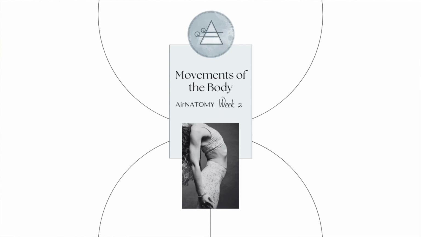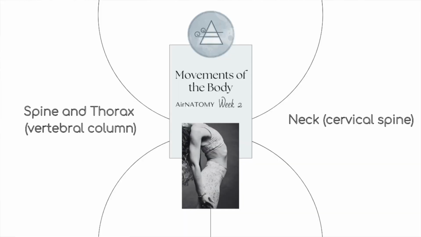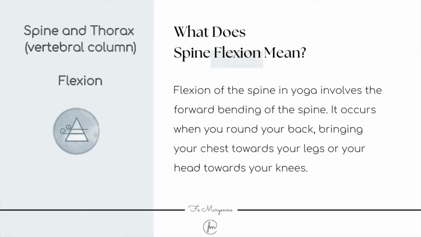Today is anatomy and we are diving deep into the movements of the body, shining a spotlight on a few specific body parts. Spine and thorax, also called vertebral column, and neck, also called cervical spine. Let's start with spine and thorax flexion. But first, what exactly does spine flexion mean?